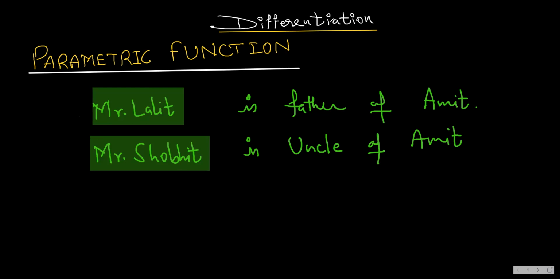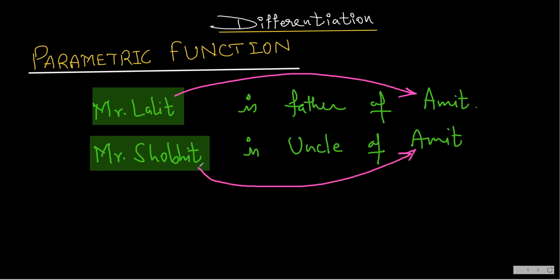Now, how did I understand this? I could understand because Mr. Lalit is related to Amit. I could understand this because there is a relation between Mr. Lalit and Amit. And then there is a relation between Shobhit and Amit. I call this relation some relation R1, and this relation I call some relation R2.